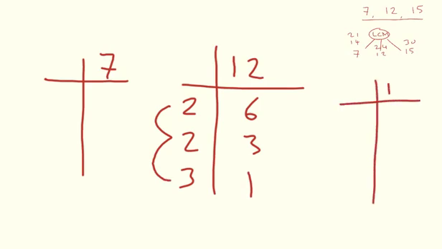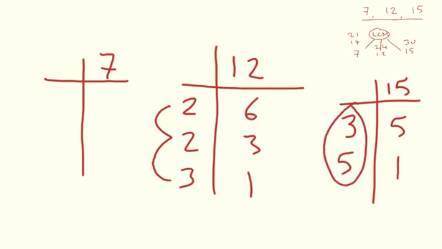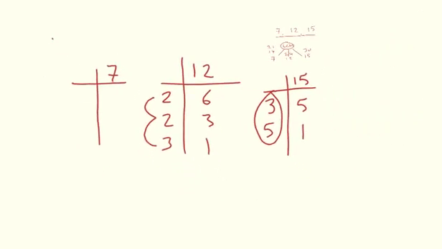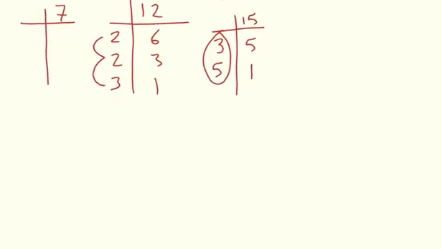15 can't be divided by 2, but it can be divided by 3. Equals 5, divided by 5 equals 1. So 3 times 5 equals 15. Now, what we're going to do, now we've got the grid method, we're going to put it together and show you how fast it is to work out the lowest common multiple.